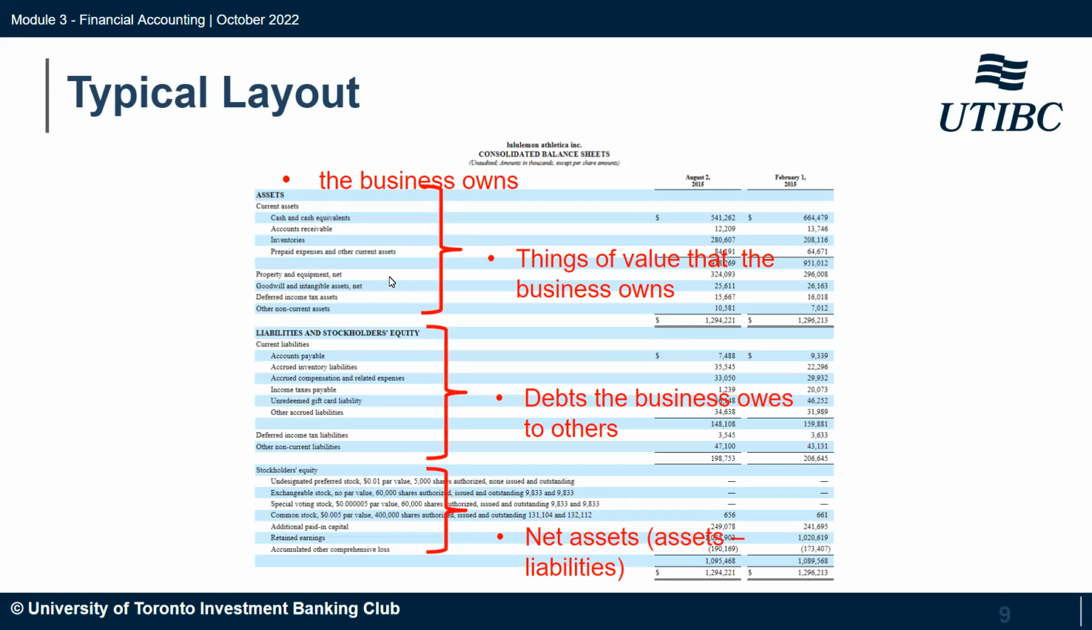This can range from bonds that the company has issued to utility bills. And the last component is the stockholders' equity, shareholders' equity, which has a few components, but in total is equal to assets minus liabilities.